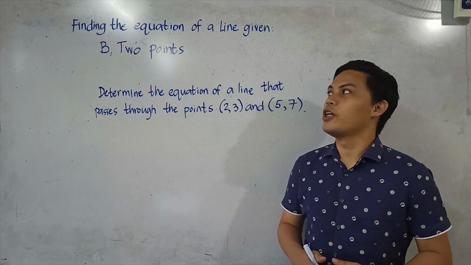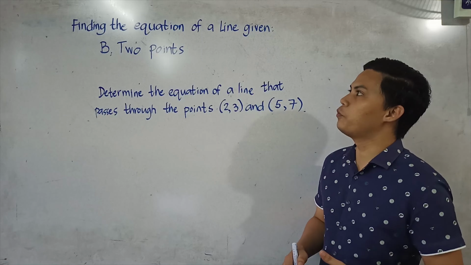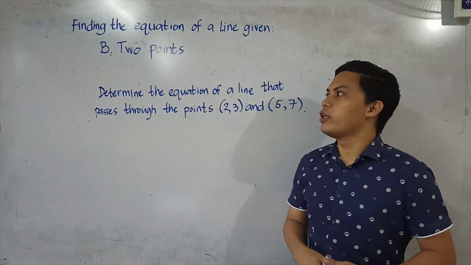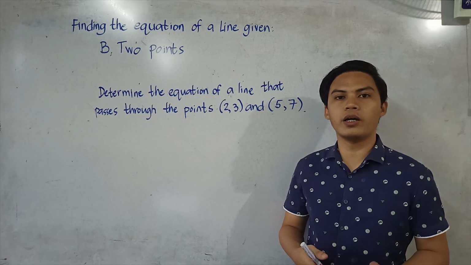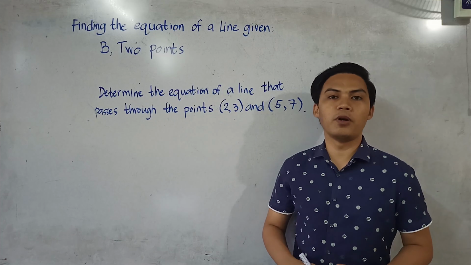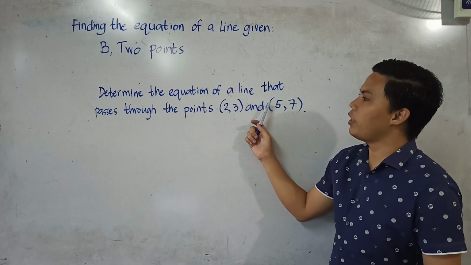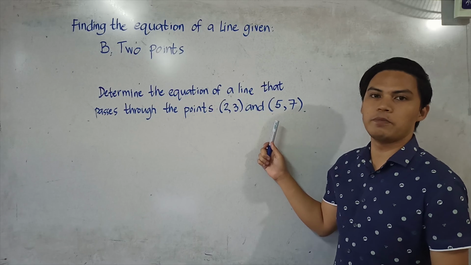Okay, let's proceed. So this time, we're going to have the second condition. So we're going to find the equation of the line given 2 points. Okay, so yung kanina, we are given a slope and a point. This time, we're going to have 2 points sa problem natin. So let's have our example. Determine the equation of a line that passes through the points (2, 3) and (5, 7).